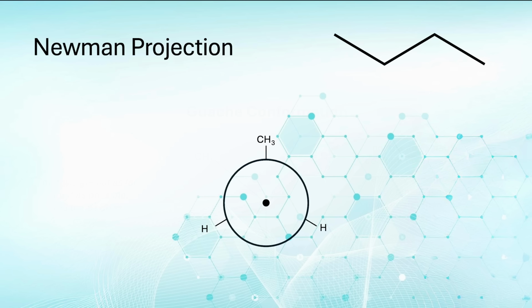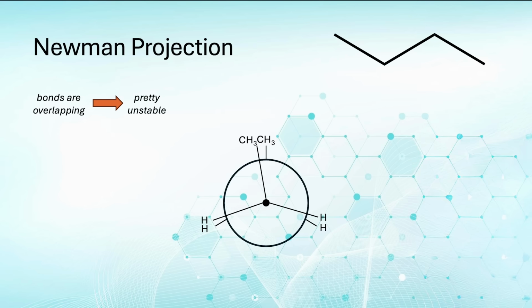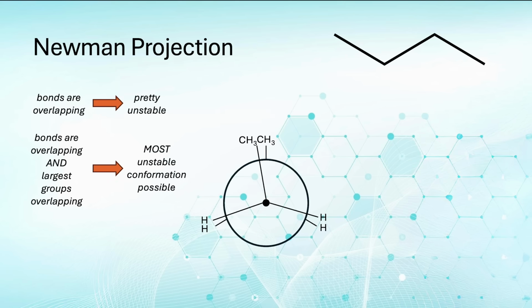When the substituents on the front and back carbons are overlapped, there exists a significant amount of repulsive force, and the molecule is therefore relatively unstable. However, the most unstable conformation involves specifically overlapping the larger substituents, in this case, methyl. All these conformations are called eclipsed, and will be the least stable and highest in energy of the possible conformations.